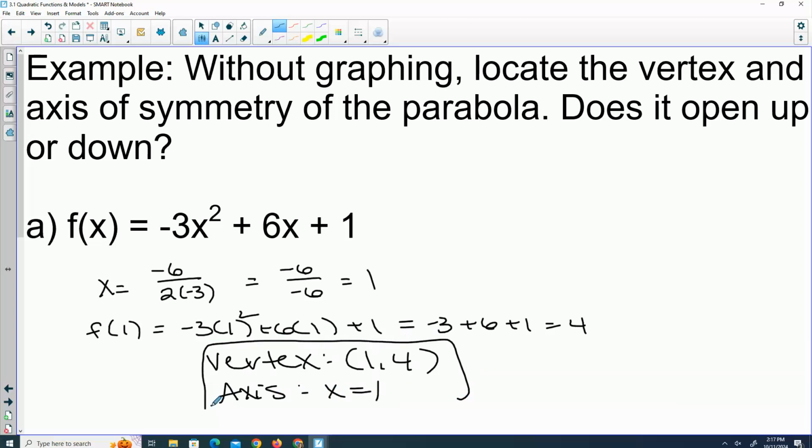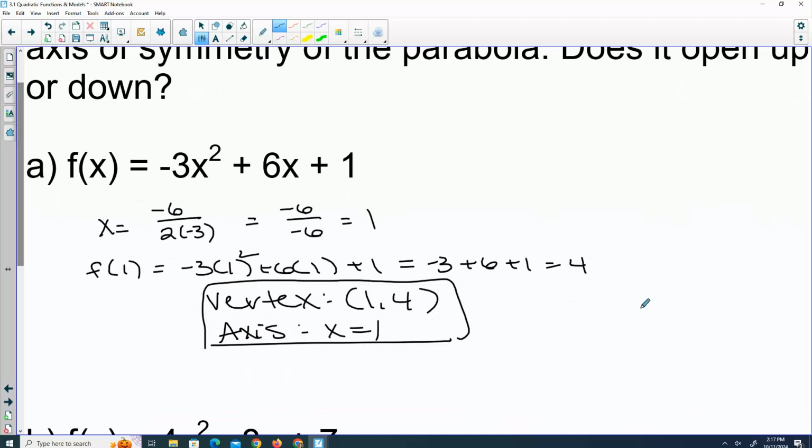X equals 1. Okay. Can you tell me, just by looking at the equation, if this parabola would open up or down? Why? Alright. The negative a makes it open down. So, can you tell me, is that vertex a maximum or a minimum point on my parabola? Maximum. If it's opening down, that is the highest point of our graph. Alright, is that okay?